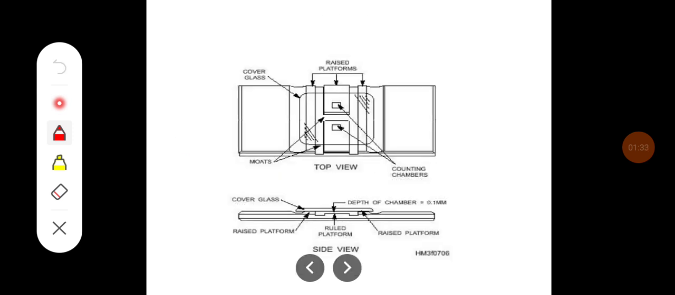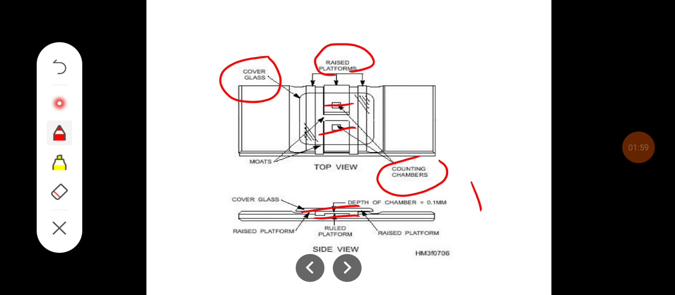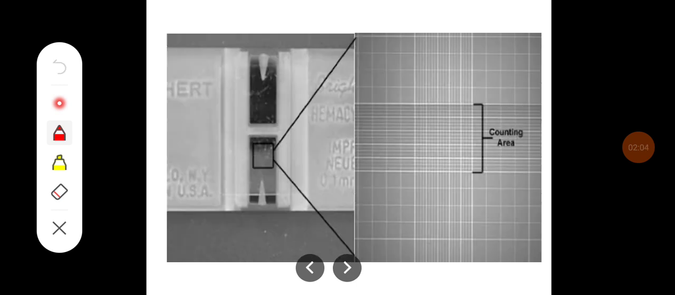So this slide is also called Thoma's slide. In the slide you can see the raised platforms over which the cover slip is placed. And these are the etched counting chambers. You can see the depth between the cover slip and the ruled area, which is about 1 by 10 millimeter. So this is how the etched area looks. It has a specific dimension.